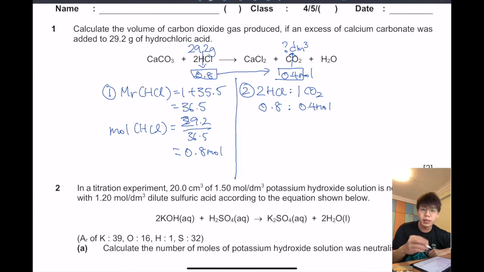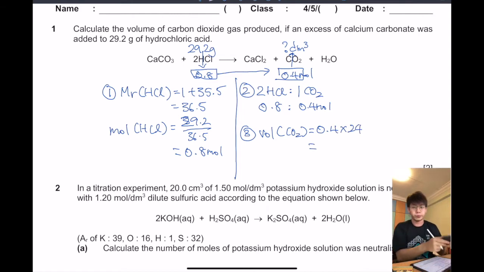Some of you might start calculating the MR of CO2. That's wrong. Because this is volume of gas, the magical number is 24. So what I do here is volume of CO2 equals 0.4 times 24. And what I got here is 9.6 dm cube. Okay, so this is very basic. You must be able to do it. If you can't, practice and practice again. There's one page that you are supposed to have practiced, which I hope you have done.